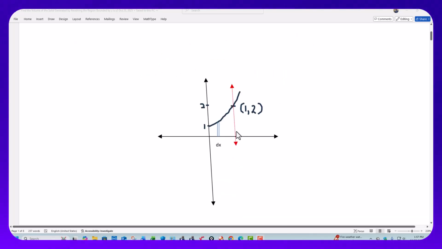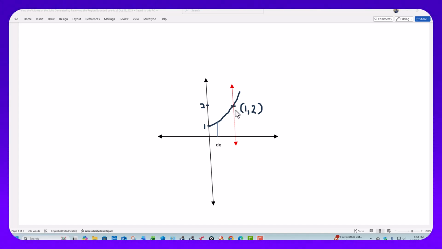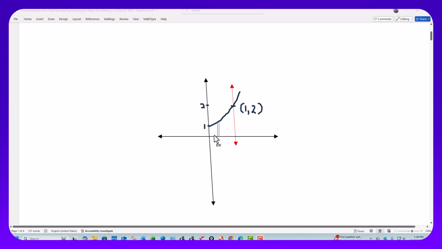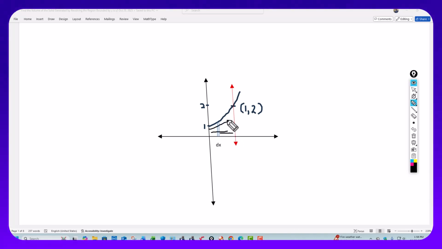So this is what the region looks like, which passes through this point here on the parabola, (1, 2). Plug in 1 there, 1 squared is 1, and then we get the 2. So we're looking at this region right here.